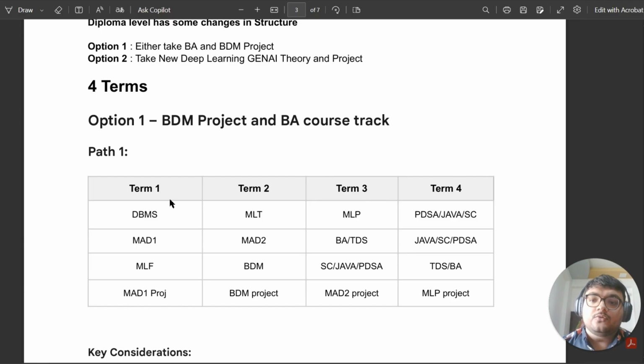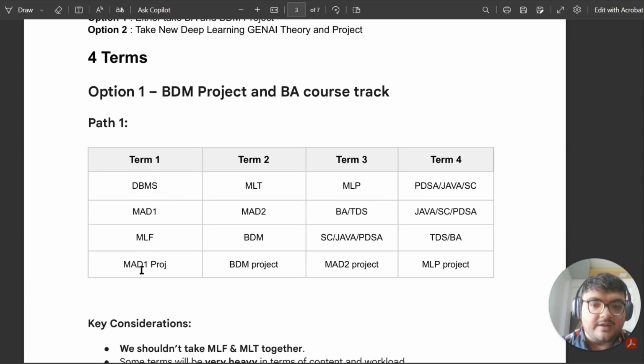So term one is DBMS, MAD 1, MLF, and the MAD 1 project. The thing about the 4 term structure is that you need to complete one project minimum in one term. So that's 4 terms, 4 projects, and three courses. So it's 3 courses and one project. It is a little heavy, though, but for a standalone student, it's possible. It's pretty much possible to do it this way.